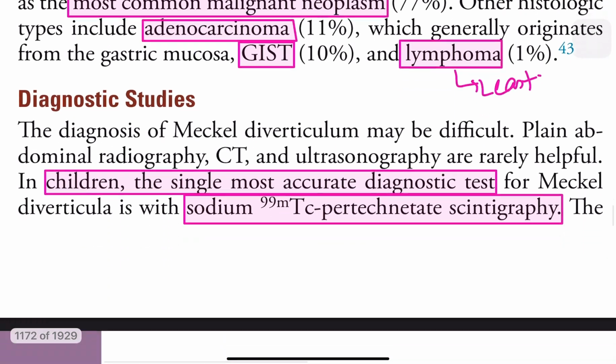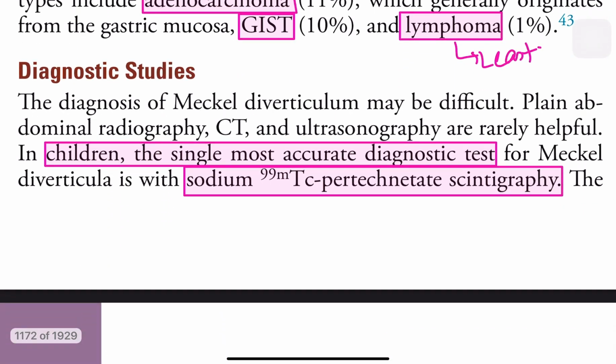Now it comes to investigation. If the child is bleeding, the single most accurate diagnostic test is sodium 99m technetium pertechnetate scintigraphy. It is a radionuclide scan. Remember this at least: 99m technetium pertechnetate.